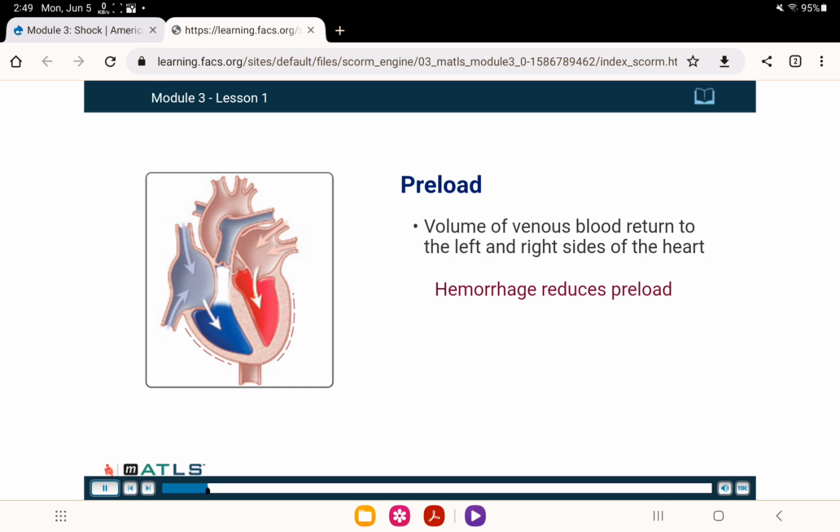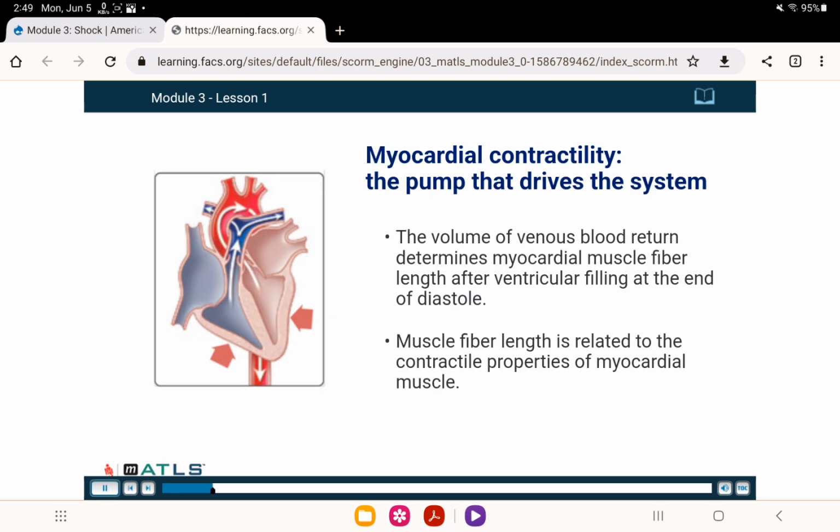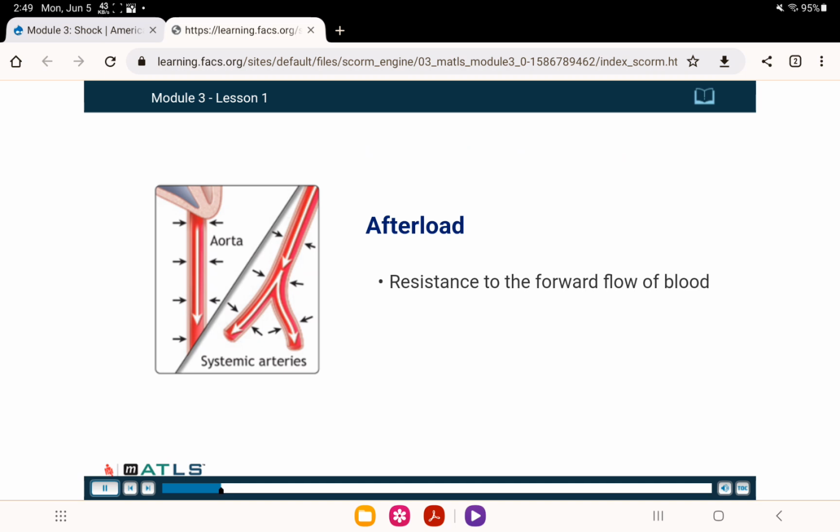Preload is the volume of venous blood returned to the heart, which is determined by venous capacitance, volume status, and a pressure differential that determines venous flow. Hemorrhage reduces preload. The volume of venous blood returned to the heart determines myocardial muscle fiber length after ventricular filling at the end of diastole. According to Starling's law, muscle fiber length is related to the contractile properties of myocardial muscle. Myocardial contractility is the pump that drives the system. Simply stated, afterload is resistance to the forward flow of blood.